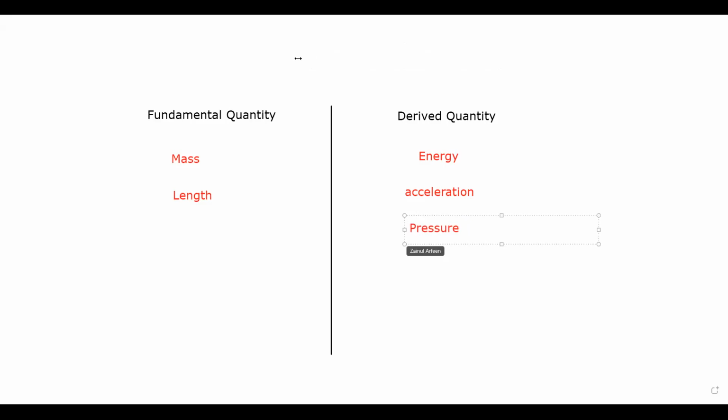Like for example, if I say temperature, so what is temperature? Fundamental or derived? So temperature is a fundamental quantity, so it will be in this column. So is the concept of fundamental and derived quantities clear? You should be able to distinguish which is fundamental and which one is derived.